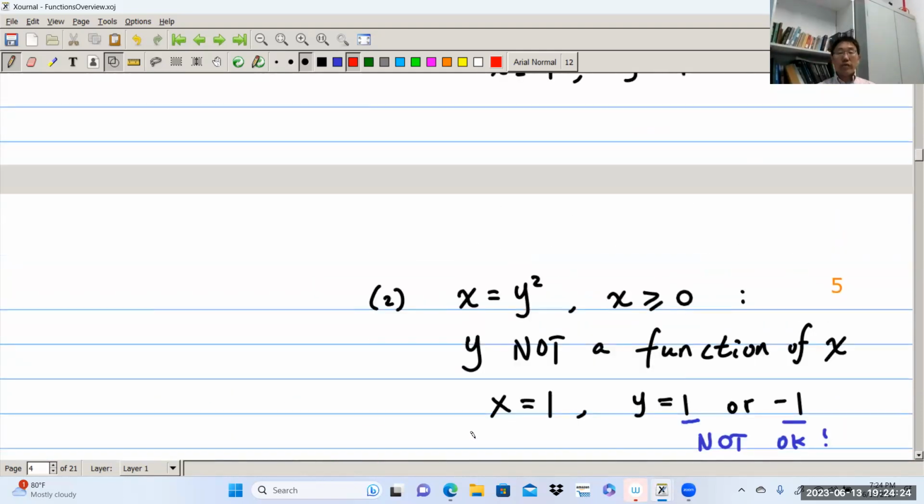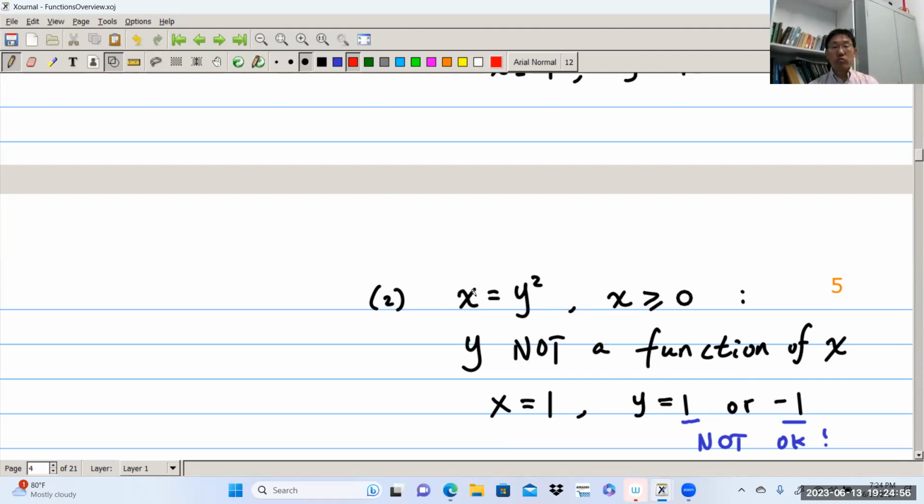However, if I give you this expression, x equals y squared, and obviously in this case x must be non-negative, right? Because x is a real number squared. So can you regard y as a function of x? In this case, x represents input, y represents output. If x and y satisfy this relation, x equals y squared, can you regard y as a function of x? And what do you see?